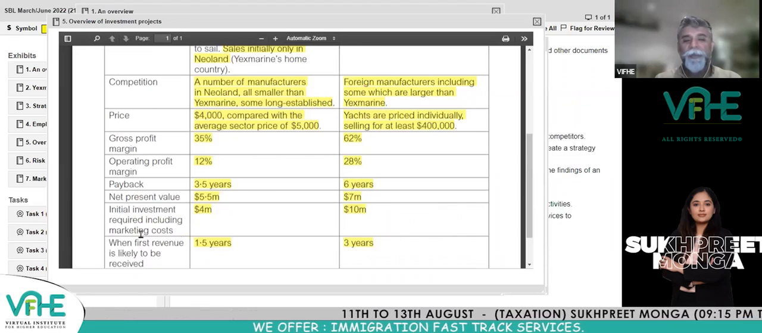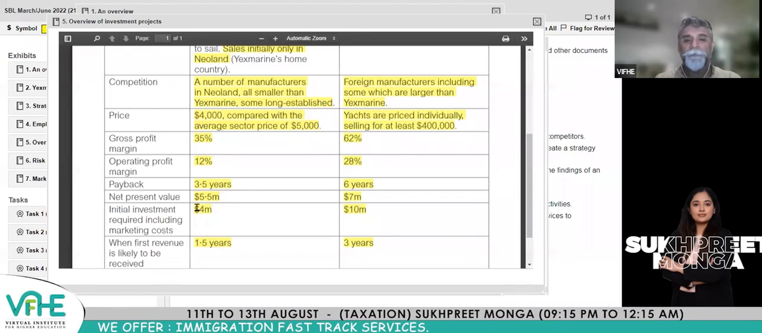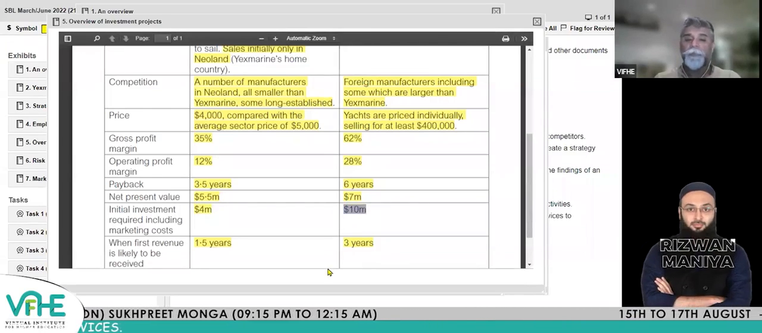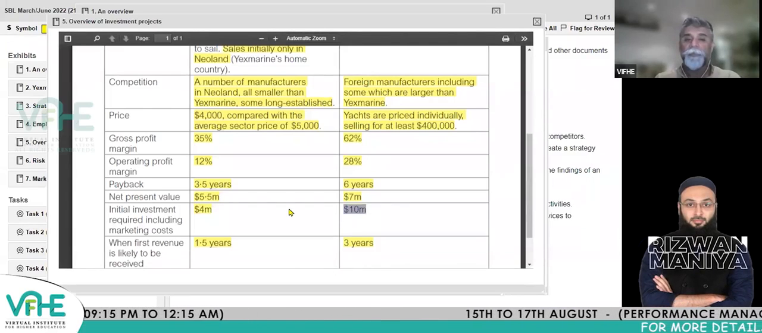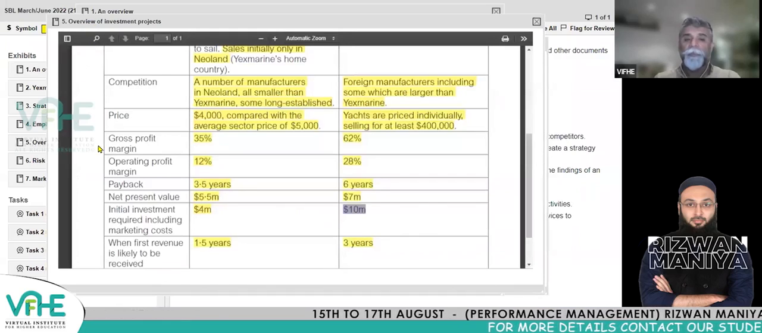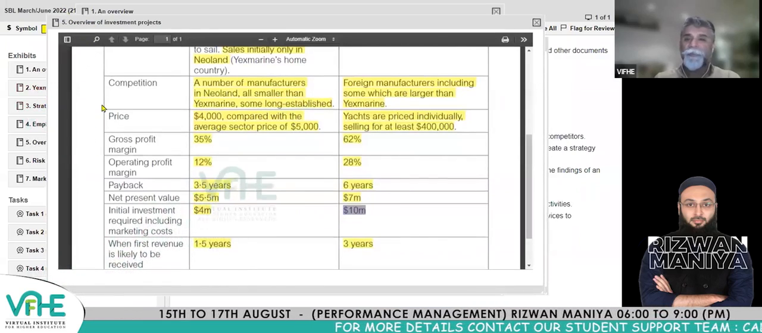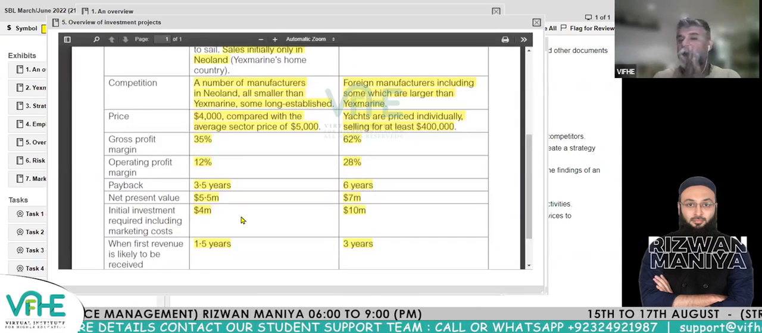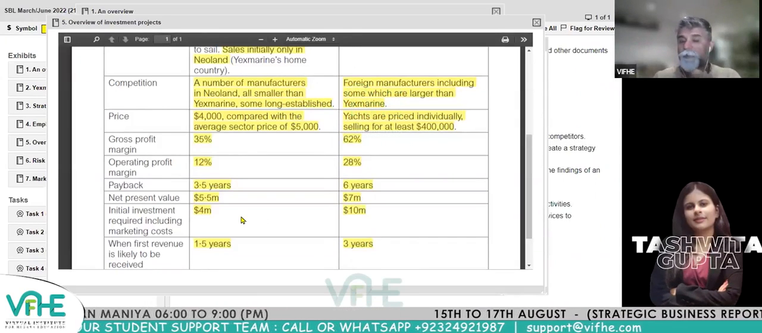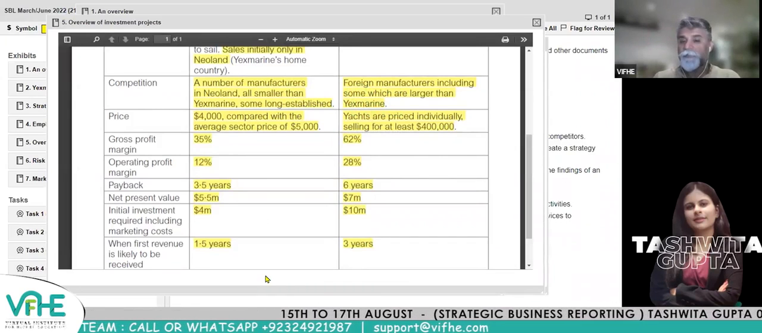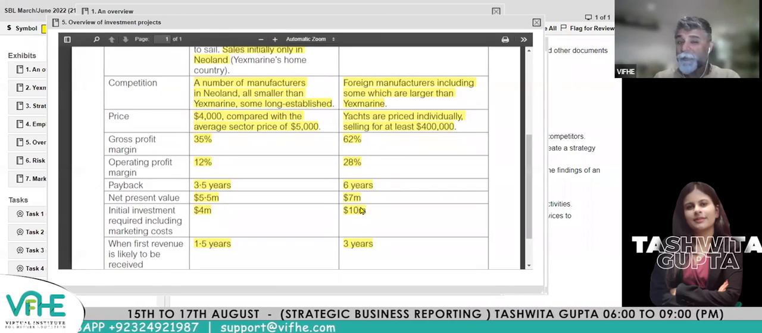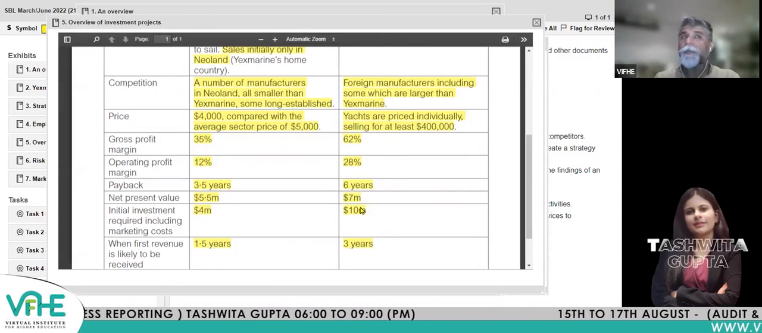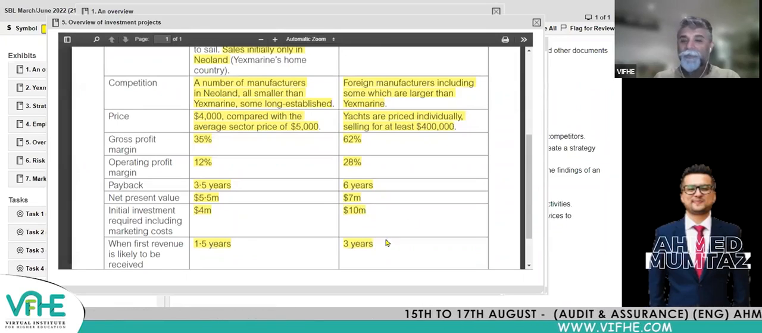Initial investment required, including marketing cost: 4 million and 10 million. Now this one is tricky. Wait, everybody stop, this one is tricky. Initial investment required is 4 million and 10 million. Which one is better? Think from an overall perspective. Be sensible. Dinghy is better? Why is dinghy better? Or why is luxury better?